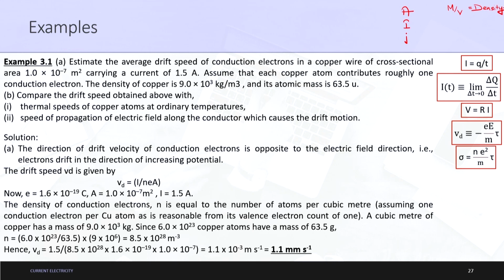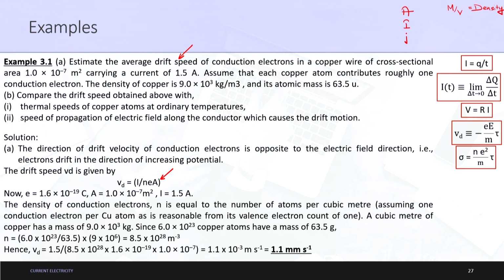And the atomic mass is given to you. The question asked is, we need to find out the average drift speed. For finding the average drift velocity, it is nothing but small e capital E by m into tau. Using another expression, the expression of current, the velocity Vd can be defined as Vd is equal to capital I by n e capital A.